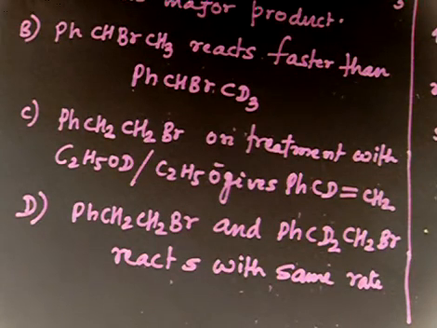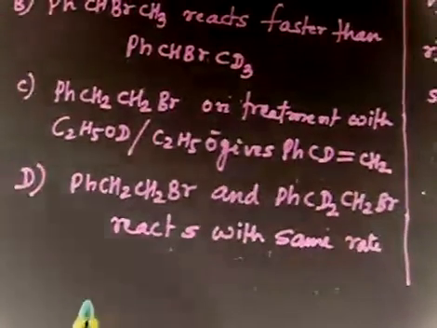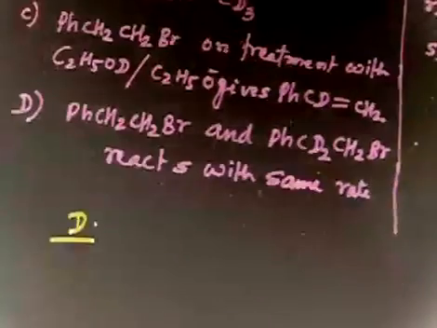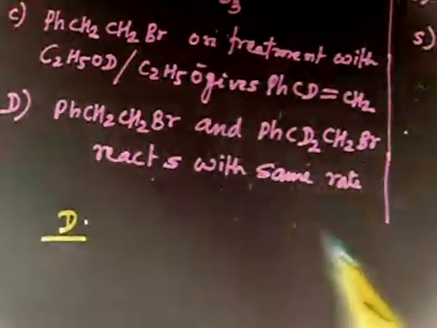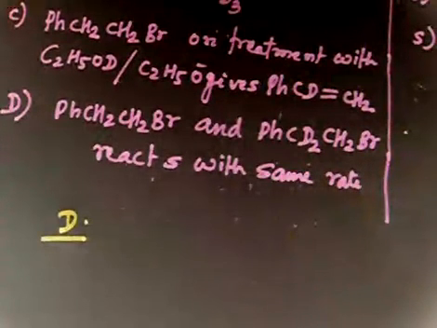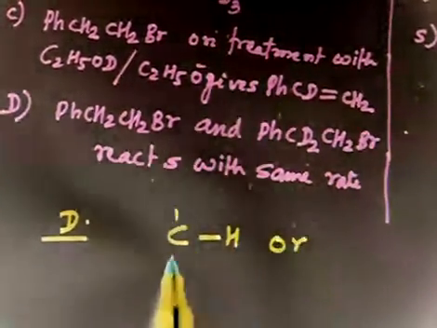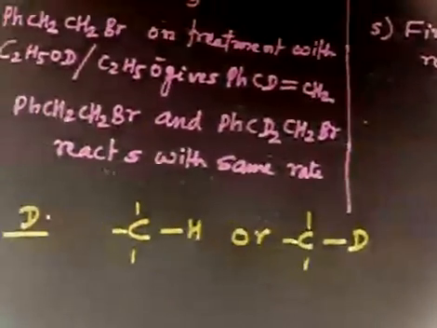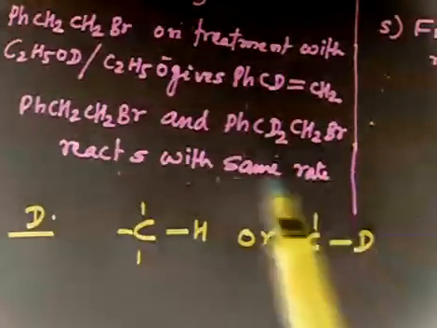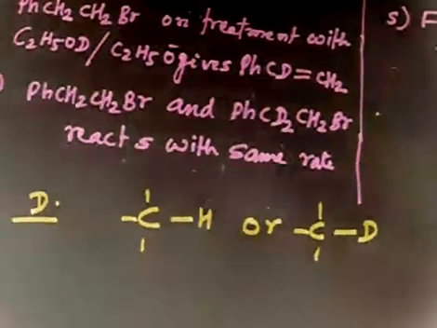Okay, let us discuss. So let us discuss the easy one first. So let us discuss part D first. This is the easiest one. This says PhCH2CH2Br and PhCD2CH2Br react with the same rate. This gives me a hint that the CH bond or CD bond is not involved in the rate determining step. If it is involved, then the rate will not be the same. So this means CH bond or CD bond is not involved in the rate determining step.